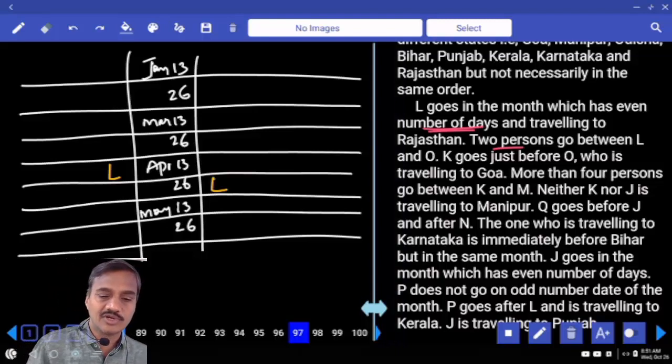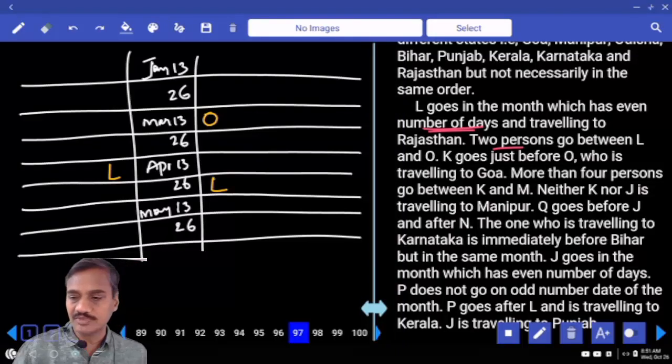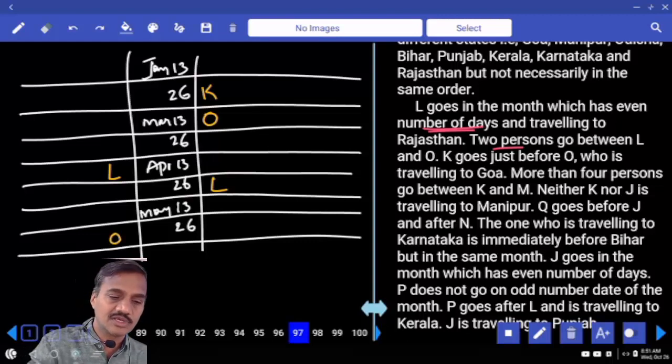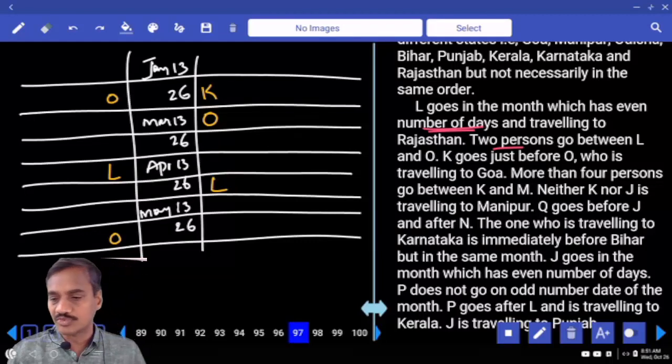Now in between L and O, how many persons are there? There must be exactly 2 people. And K goes just before O. Here we have 2 cases for O. O can be here or O can be here. There are 2 possibilities.